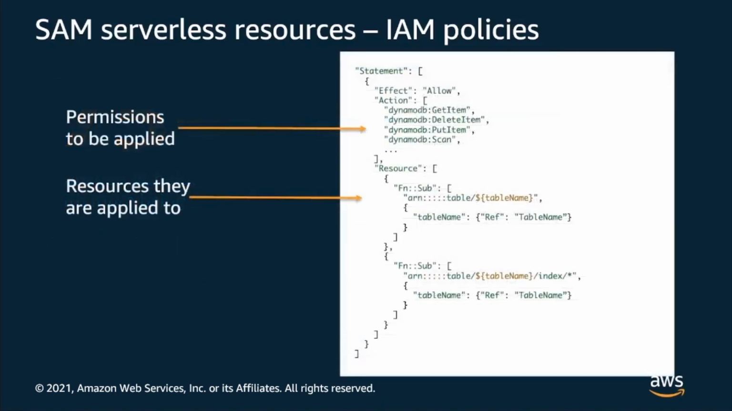So let me show you what those look like. If you pick one, in this particular example, it's going to be a DynamoDB CRUD. If you pick one, it'll show you what the permissions are to be applied. And maybe you can see the three dots. I've taken some of them out to fit everything. But then it also shows the resource they are applied to.